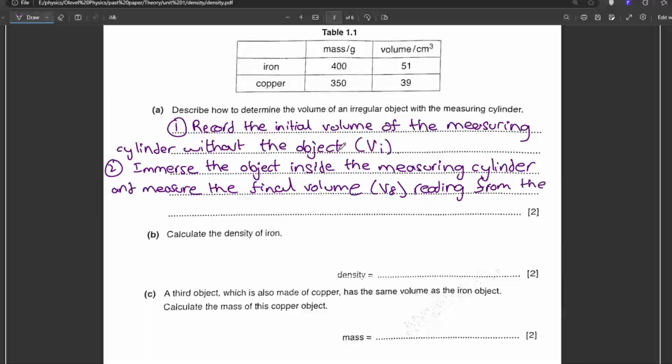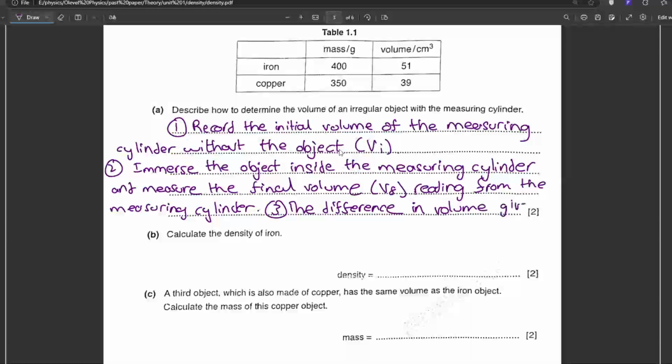Let's not give an examiner any chance to deduct our marks. What will be your last point? Your last point will be the difference in volume. The difference in volume gives us the volume of the object. Simple as that.